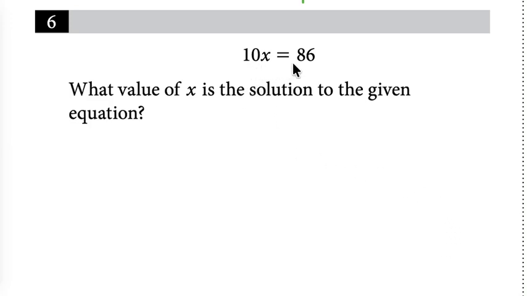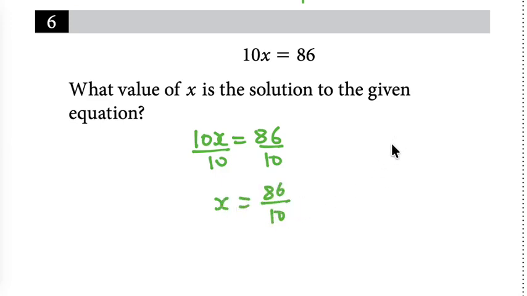Sixth question: 10x is equal to 86. What value of x is the solution to the given equation? So we have to find the value of x. If 10x is equal to 86, we will divide by 10 on both sides. So x is equal to 86 by 10. Now what this question is checking is, do you know how to divide by powers of 10? So yes, what happens? The decimal moves to the left hand side.